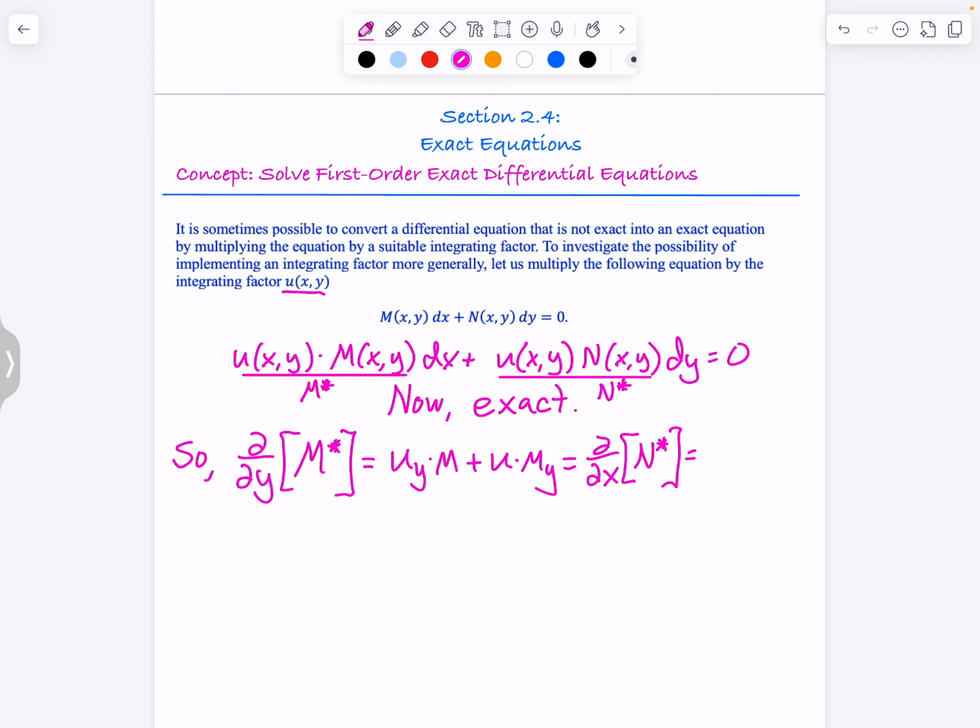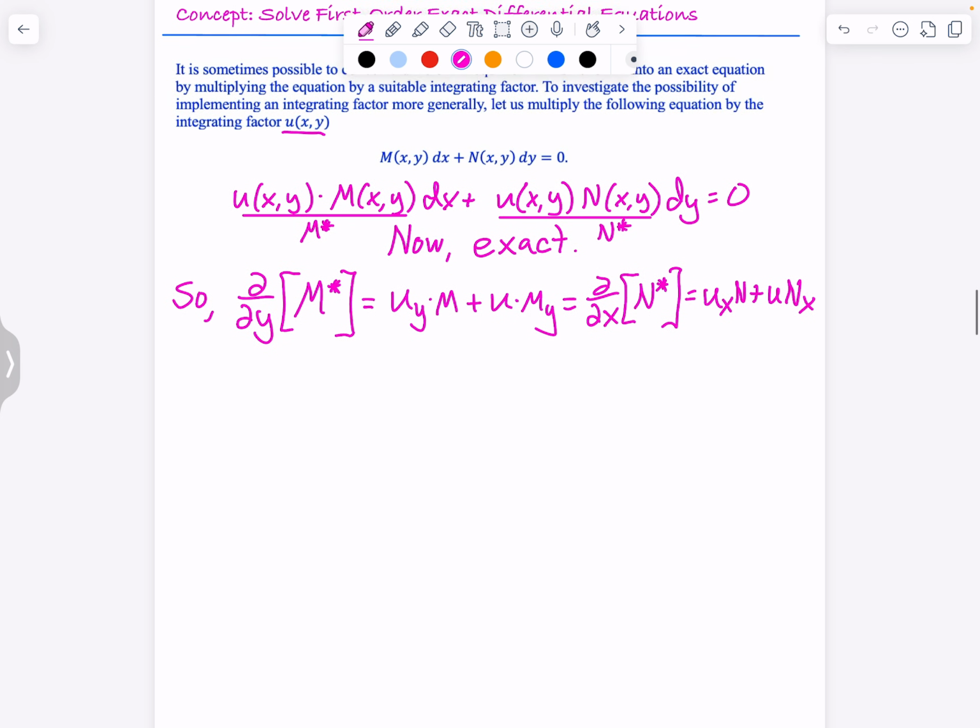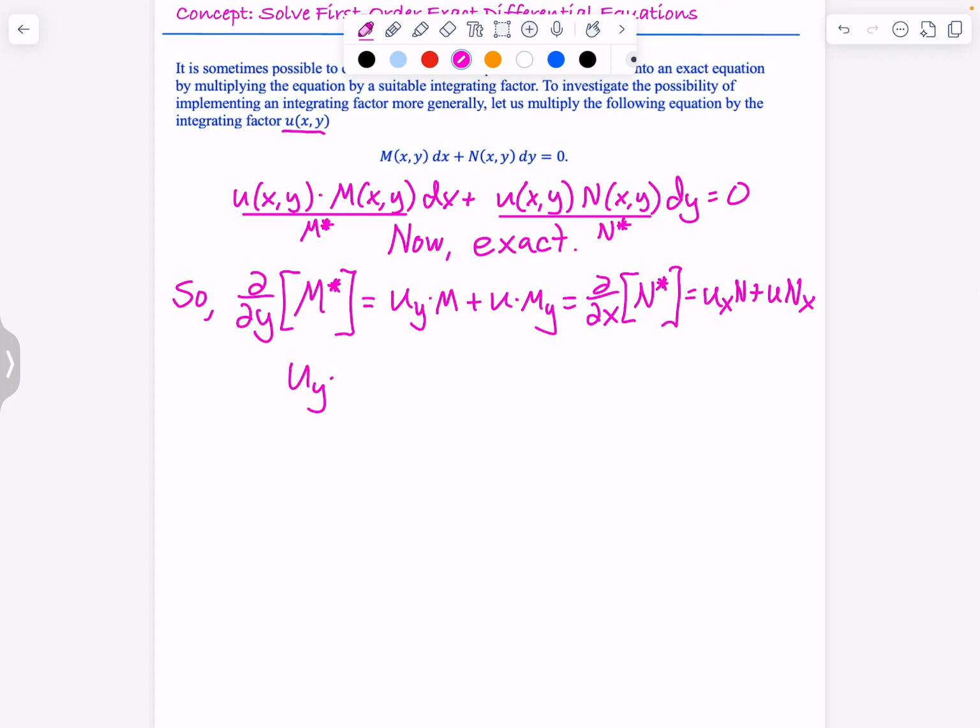So that is going to be u sub x times N plus u times N sub x. I know that these two things are equal since the equation is exact, and that the two expressions are going to be exact. So I'm going to set up that equation and get rid of all the extra fluff in my statement.